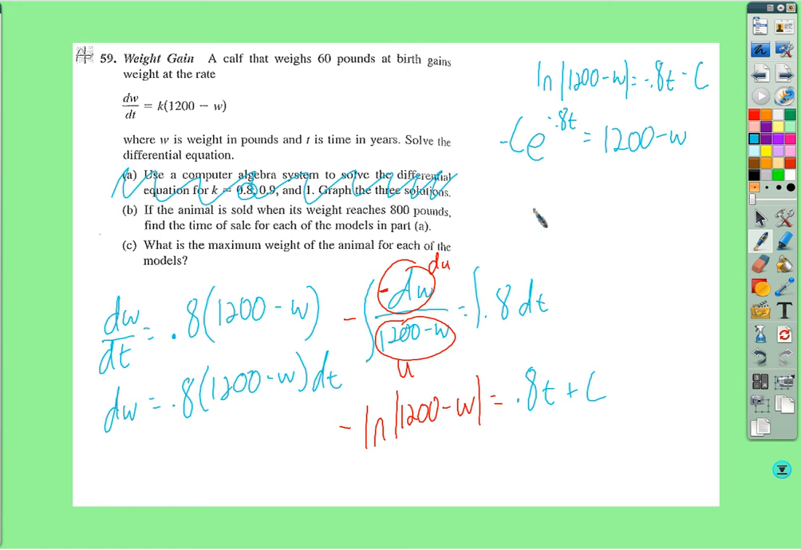All right, well, I think we all see it coming. So W will be equal to 1,200 plus Ce to the negative 0.8t. So there's the general solution where k is equal to 0.8. What if k was equal to 0.9? What do you think this would look like? 0.9 at the top? Yeah.